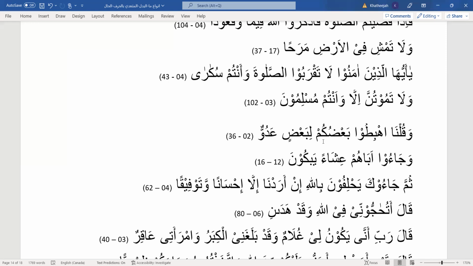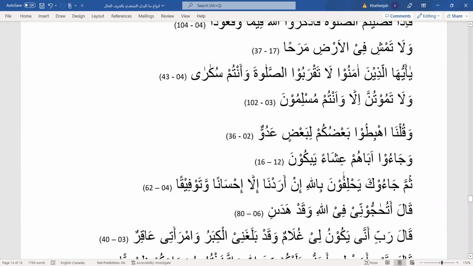And up till now, what we have learned is a single word can be used as hal, and a jumla, a sentence, can also be used as hal. And when a sentence is used as hal, it could be jumla ismiya or it could be jumla fi'liya. Up till now, we have seen examples where the sentence was jumla ismiya. But when the jumla fi'liya is used, there will also be a rabit. Let's see an example.